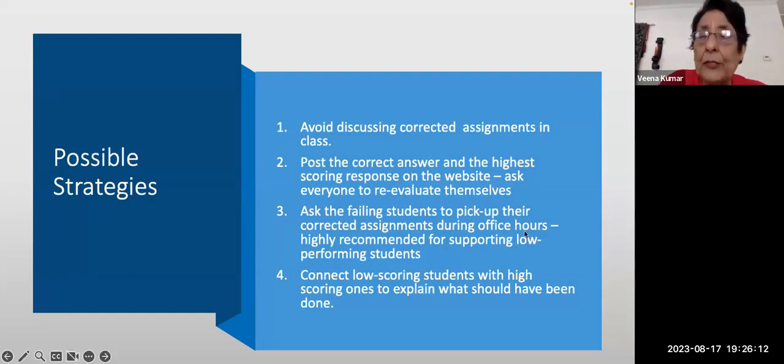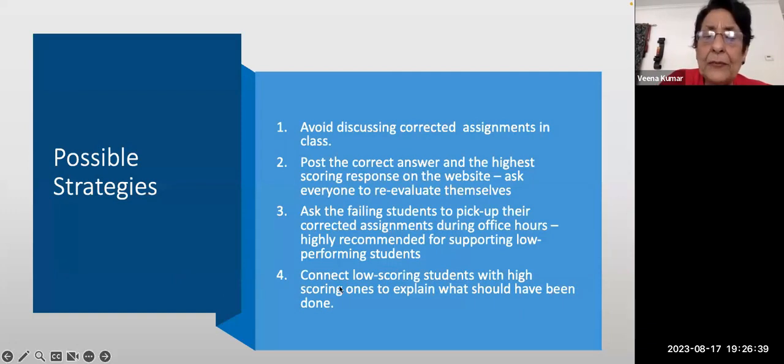Ask the failing students to pick up their corrected assignments during office hours. Highly recommended for supporting low performing students. So some of the students, you don't return their assignments and say, I need you to come and pick up the assignment during the office hour. And then you go over the assignment with them. So two solutions suggested by the participants were excellent.